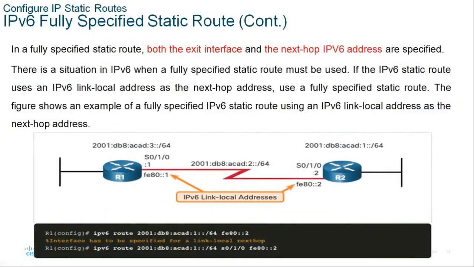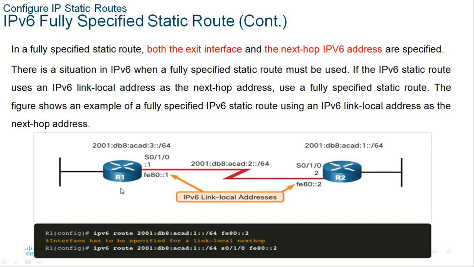In a fully specified static route, there is one special situation. As a next hop address, we can use a link local address also. See the point here. In IPv6, for example, for R1 the next hop address is this one, 2001:DB8:ACAD:2::2. No problem. But for example, I don't want to use this address. I want to use only the link local address. It is also allowed. For R1, the next hop address is FE80::2. This is the link local address.